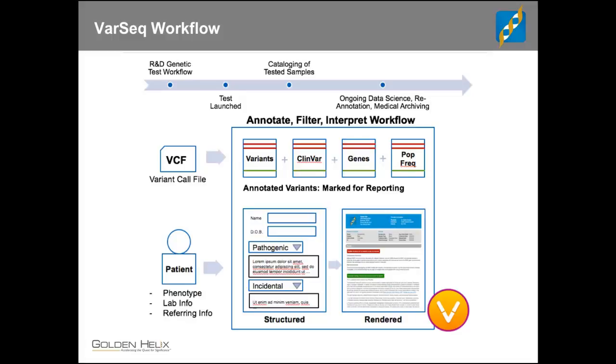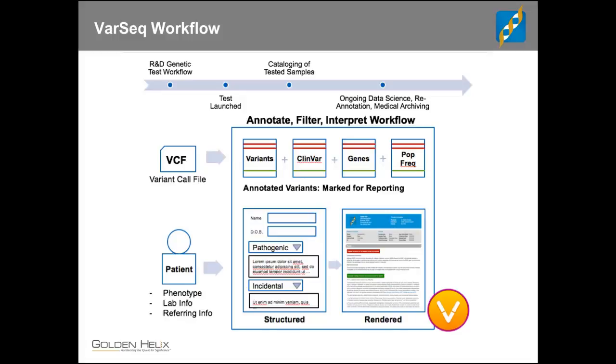In VarSeq, we then add annotation sources that are helpful in the filtering as well as the interpretation process. This often includes ClinVar, which is the NCBI data catalog of clinically relevant variants and the impact that they have on human diseases. This also includes gene annotations, which specify how a mutation affects the transcripts. We would usually add a population frequency annotation to know how these mutations occur in a healthy population.